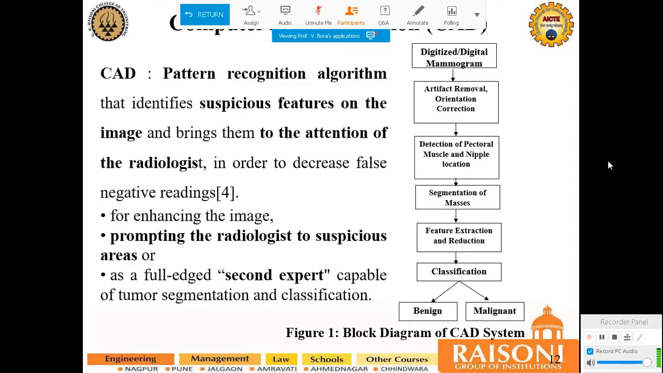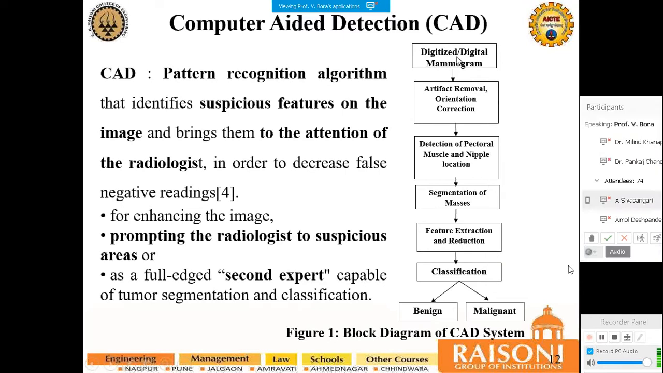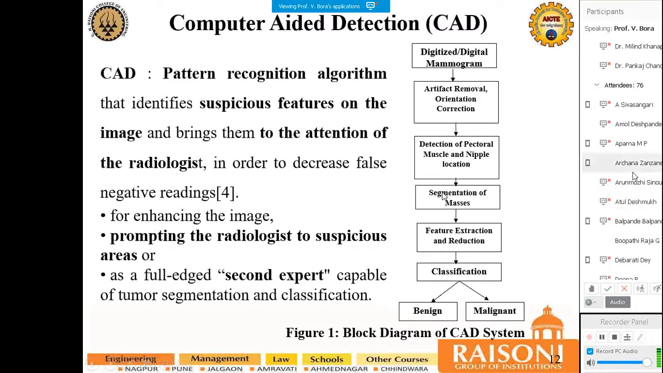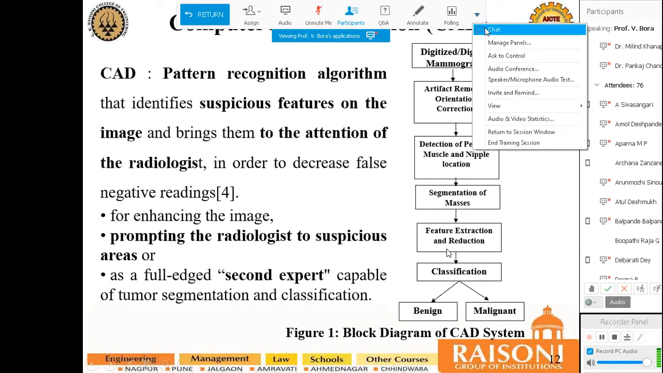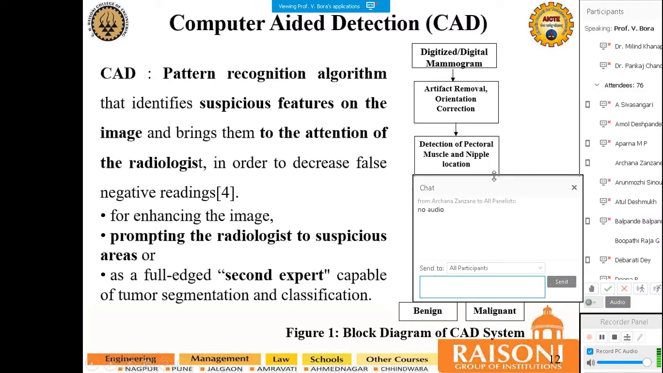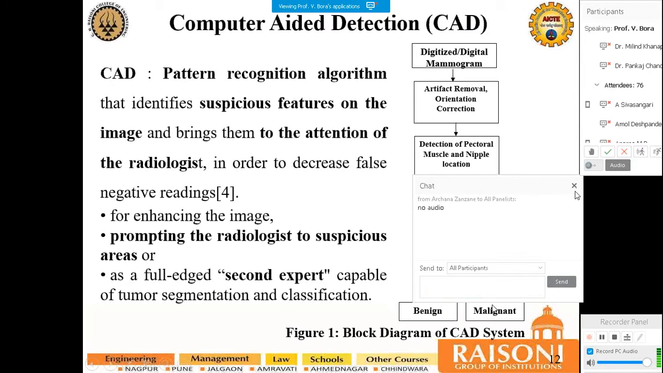So this is basically computer-aided detection, that is, computer-aided diagnosis. The flow is: the incoming mammogram will be there, and automatically the artifacts will be removed. Artifacts I will come to in the next slide. The orientation issue is also there, and orientation correction needs to be done. Next is detection of spectral masses and the nipple location. Then segmentation of the masses is done. From the segmented masses, features are extracted and reduced, so the important features are calculated and then given to the classifier. Then the classifier will classify as benign or malignant, and a third class can be normal also.